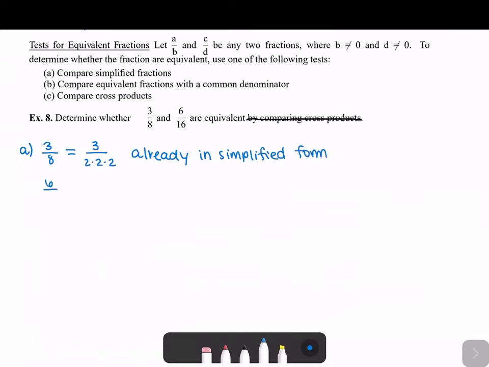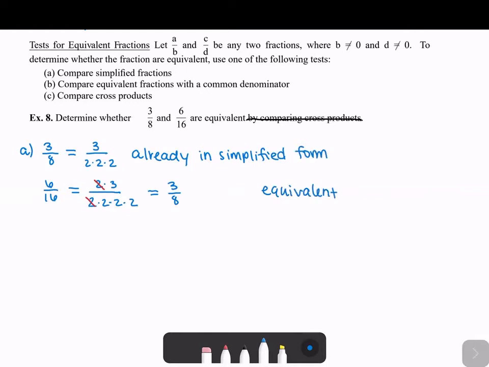And now let's do 6 over 16. And 6 can be written as 2 times 3. 16 is 2 times 2 times 2 times 2. So these have a common factor of 2. So we can take a factor of 2 away from the top and the bottom. And we're left with 3 over 2 times 2 times 2, which is 3 over 8. So when we reduce 6/16 to its simplified form, and we reduce both of these fractions to the simplified form, these are equivalent.